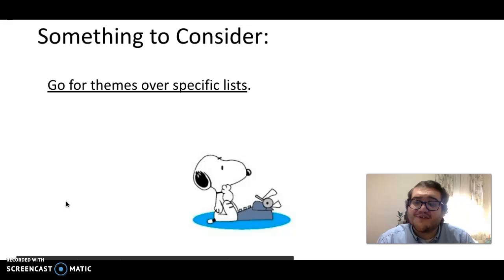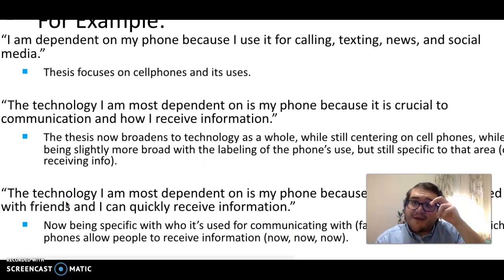So something to consider, you want to go for themes over specific lists. What I mean by that, for example: I am dependent on my phone because I use it for calling, texting, news, and social media. Okay, this works as a thesis statement, but notice that this is focusing primarily on cell phones. I am limited to discuss only cell phones. I cannot discuss tablets, computers, laptops.